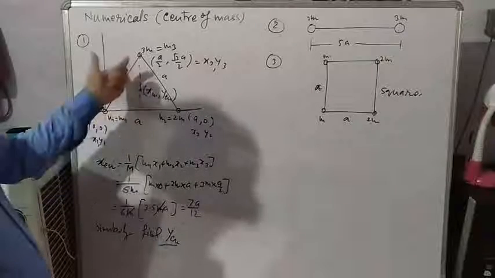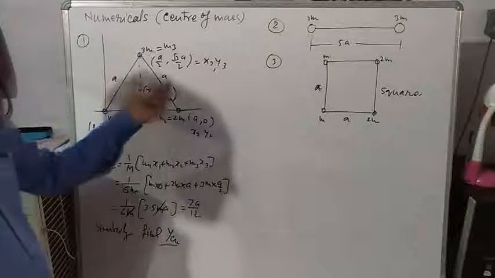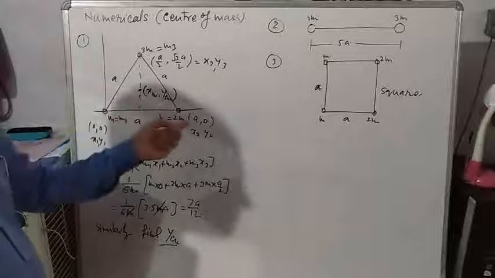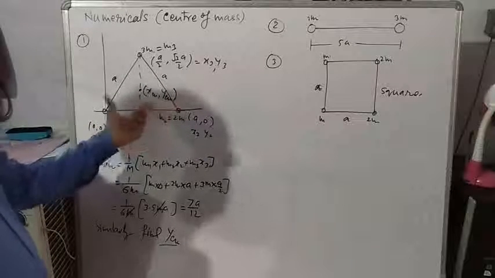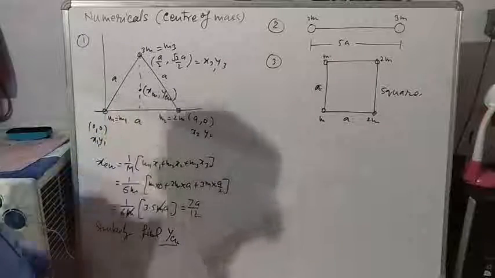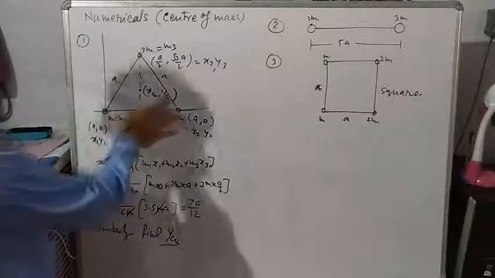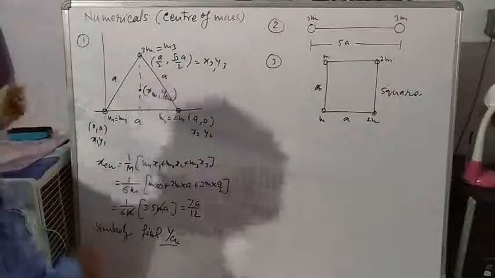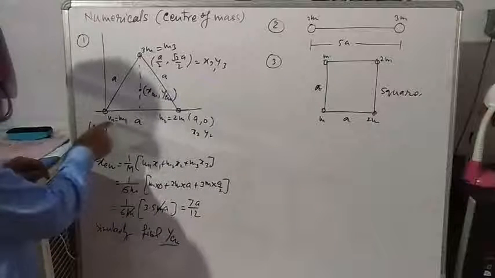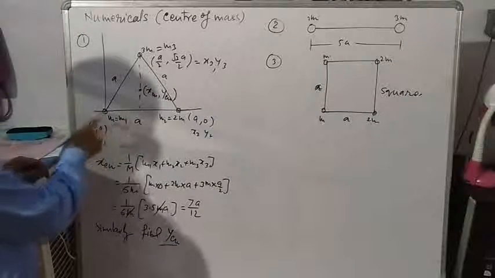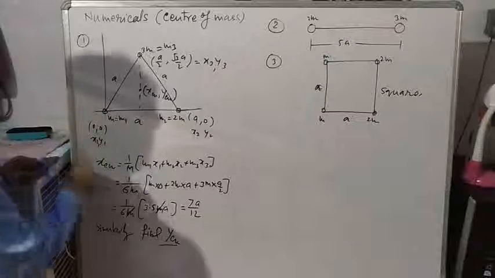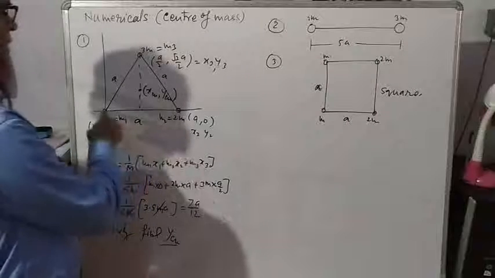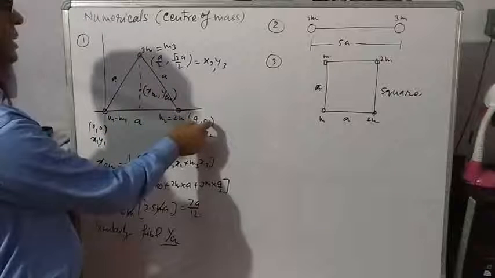You have to put the triangle in a coordinate system such that at least one side lies on any one of the axes. See, I have kept the triangle such that this side is lying on the x-axis. Now let us suppose this mass m is m1, so the coordinate of this particle will be 0, 0, the origin. This mass is m2, 2m. This length is a, so the coordinate will be (a, 0).